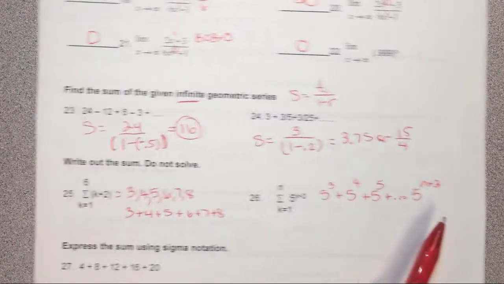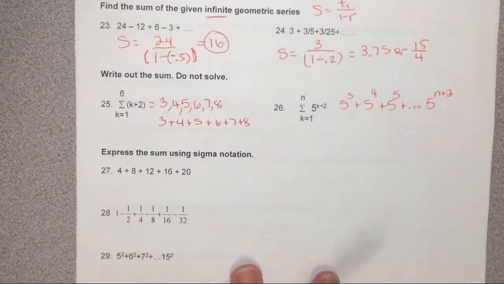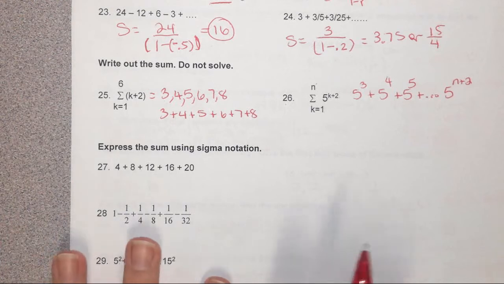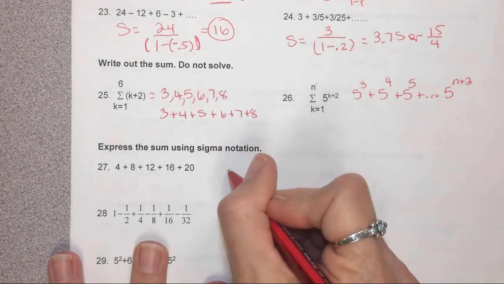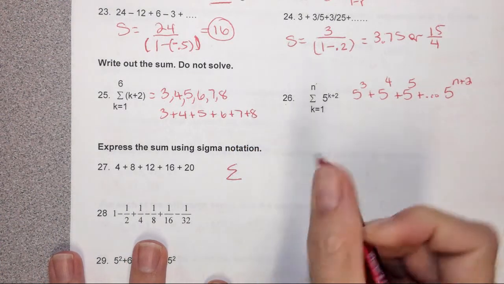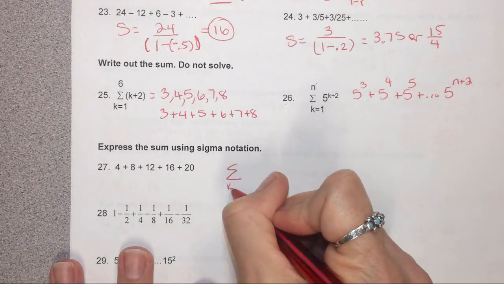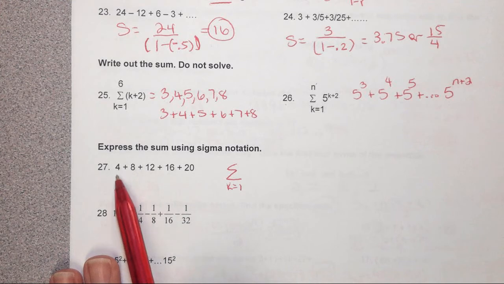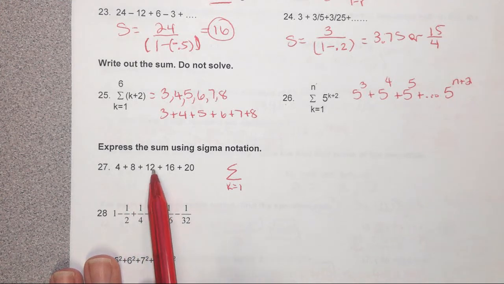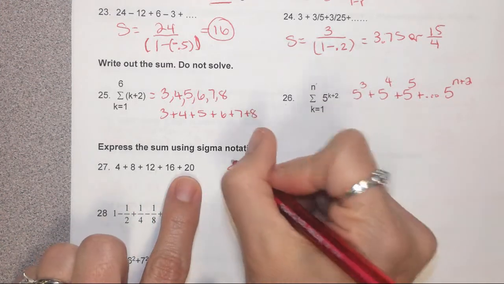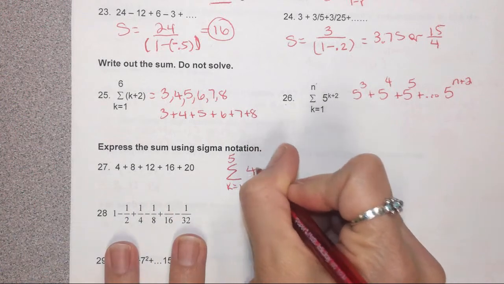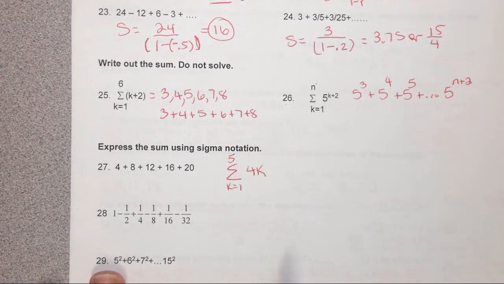On 27, 28, and 29, they want you to write this using sigma notation. So on 27, first thing we write is sigma. I can tell that these are multiples of 4, so I'm going to let k equal 1. 4 times 1, 4 times 2, 4 times 3, 4 times 4, 4 times 5. It's going to stop at 5, and it's going to be 4 times whatever the k value is. Now this will most likely be multiple choice. You'll just look at each of your answer choices until you find the one that matches.